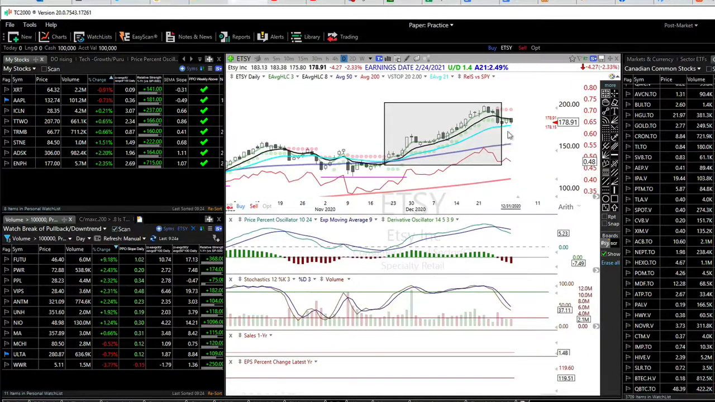Etsy has some support at the 21, so it could recover. But people were dumping all the growth stocks when the bailout came, when the next stimulus package came. But you see this cross down on the MACD and this decline. So, you know, I got out, but I can always get back in if I see strength there.